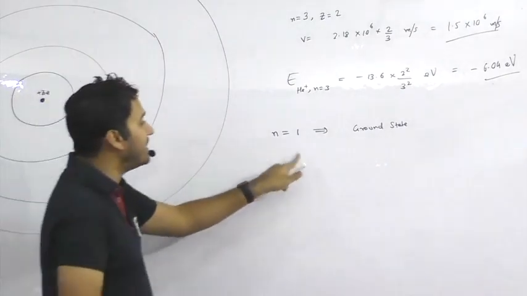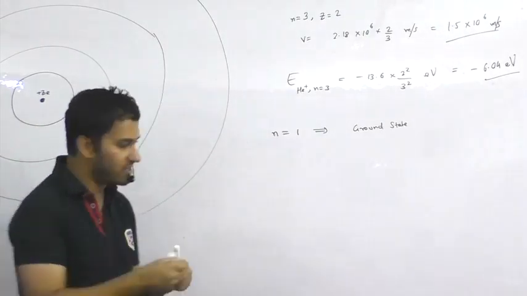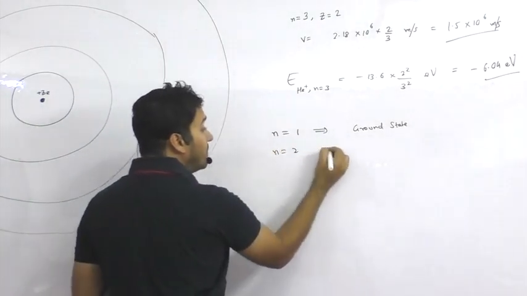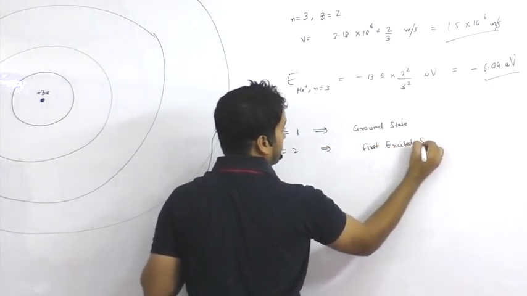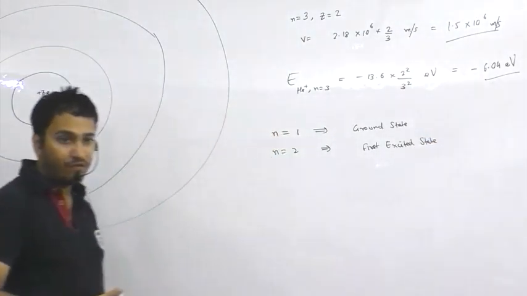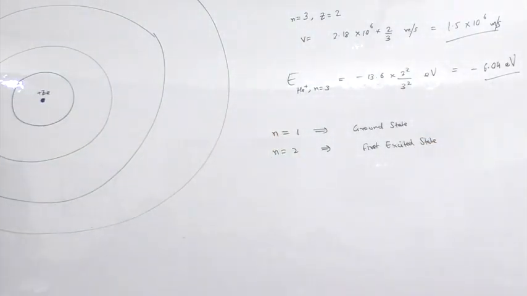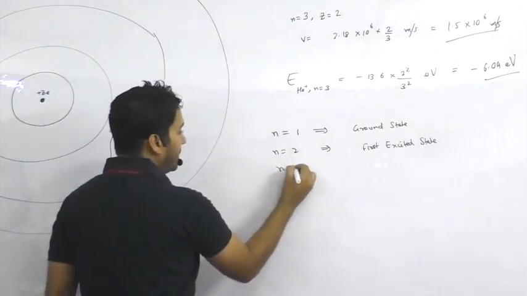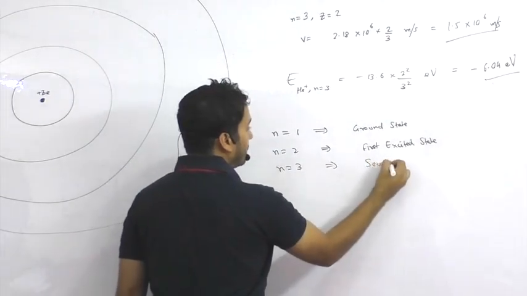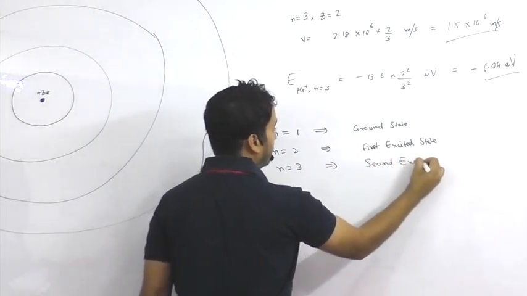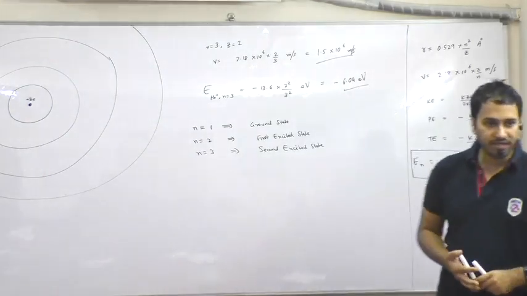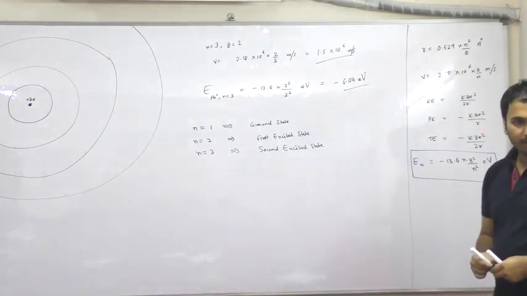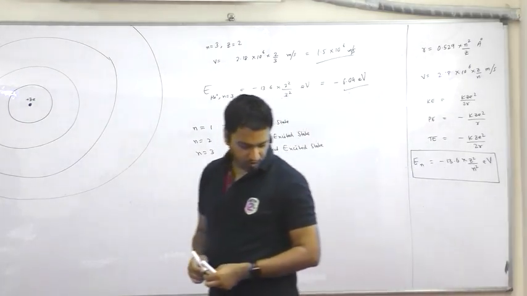So if electron is in n equal to 1, we say that the electron is in the ground state. If the electron is in n equal to 2, this is known as the first excited state. Pay attention. First excited state is not the first orbit. The first excited state is the second orbit. N equal to 3, therefore, is the second excited state, and so on. N equal to 3 is the second excited state, right? Now solve question number 2 now.